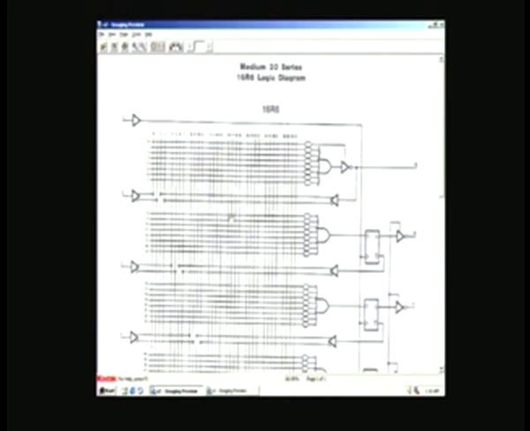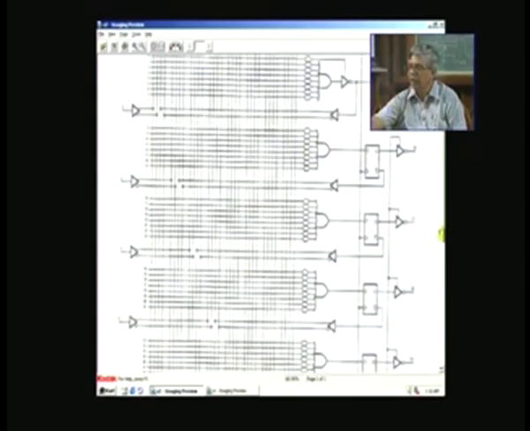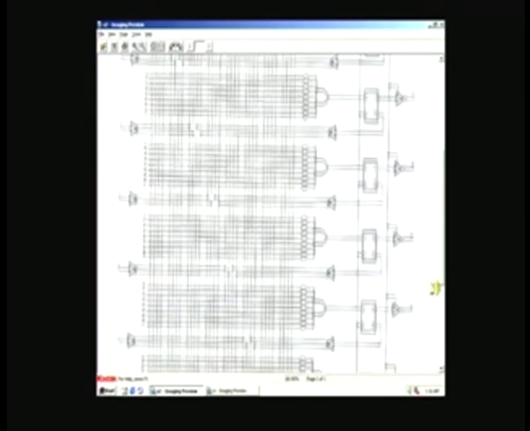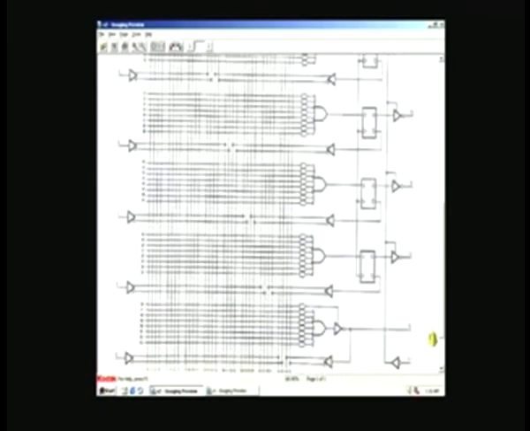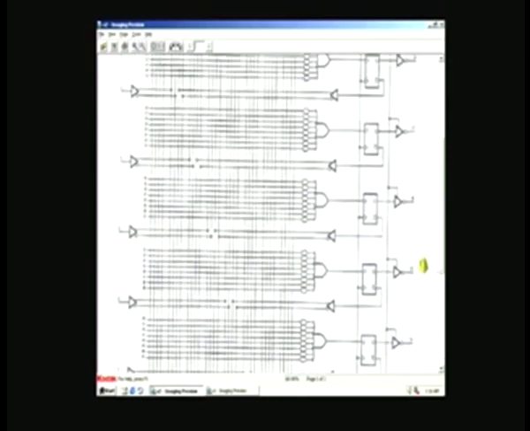So we need a device with registered outputs as well as combinational outputs and enough inputs. One choice is the 16R6. It is a 20-pin medium-series PAL which has 16 inputs and 6 registers. So 16 inputs means it covers, there are 8 inputs here, you can see 8 inputs, and 9 inputs on this side, on the left hand side.